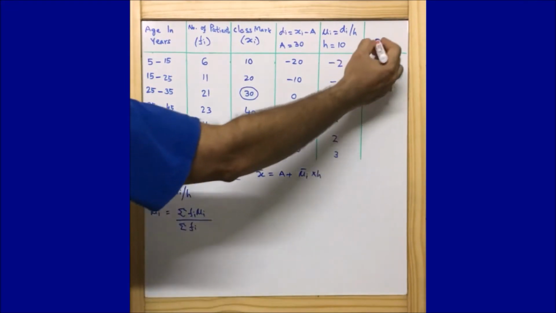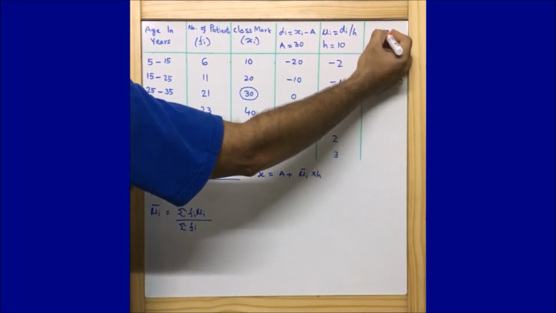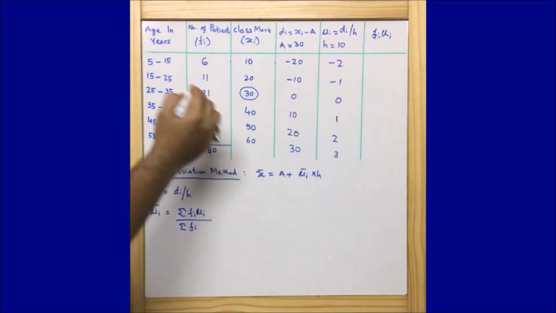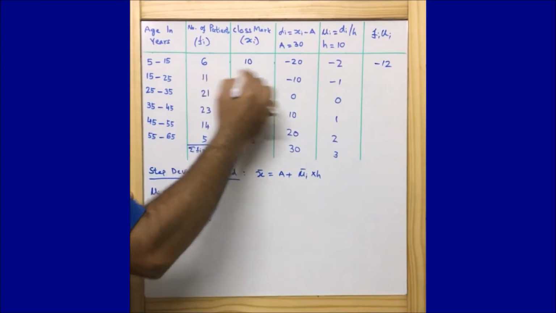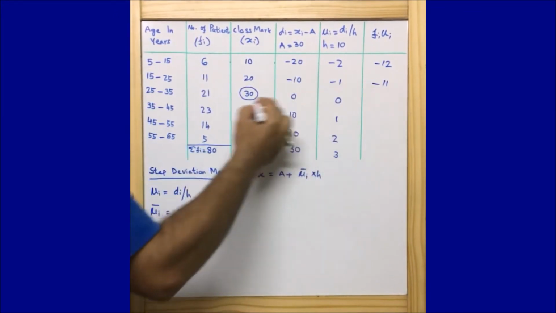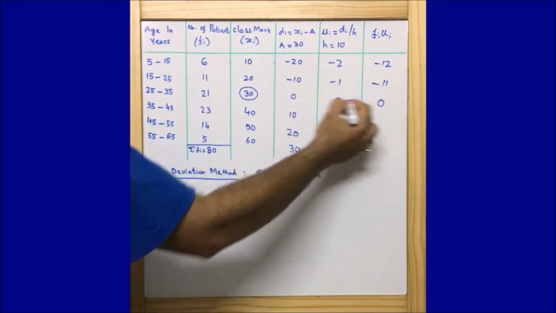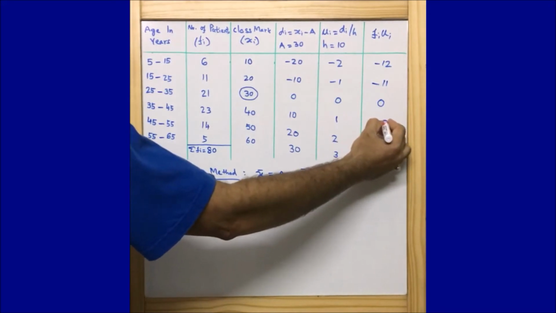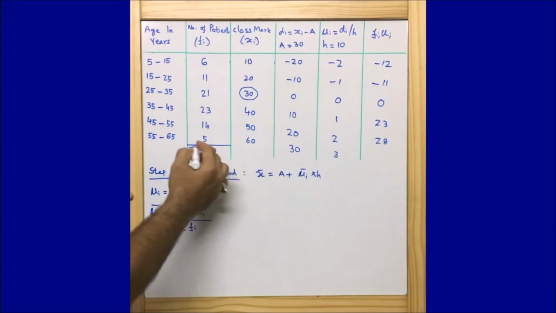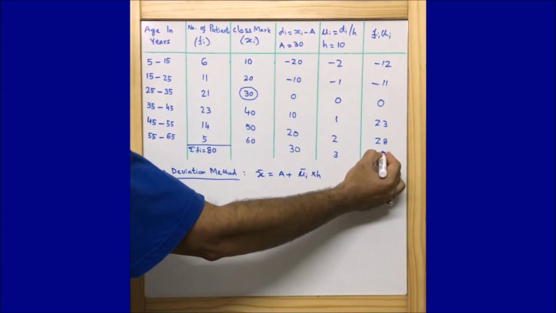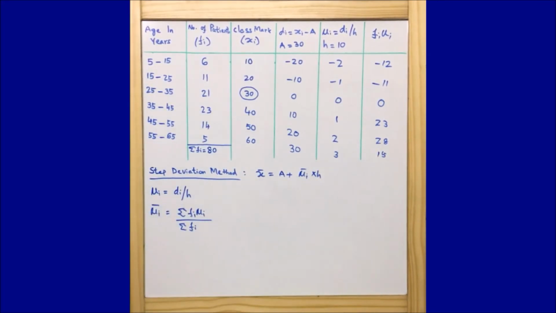Now let us find out fi ui. So 6 into minus 2 is minus 12, 11 into minus 1 is minus 11, 21 into 0 is 0, 23 into 1 is 23, 14 2s are 28, and finally 5 3s are 15. So these are the values that we got as fi ui, that is minus 12, minus 11, 0, 23, 28, 15.